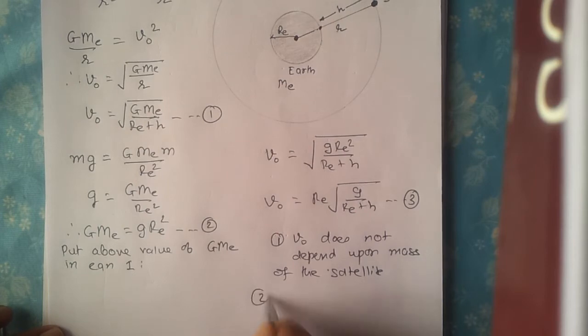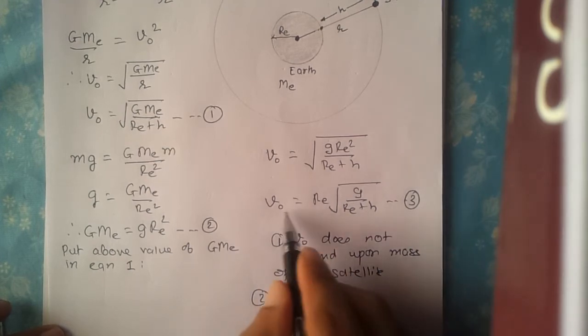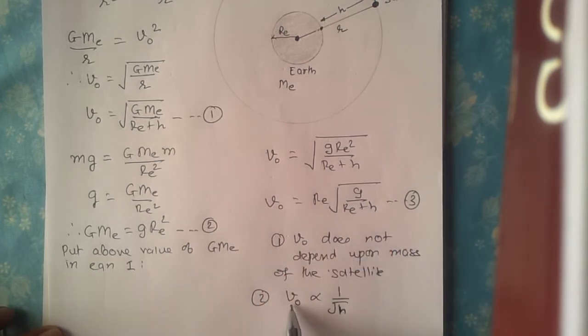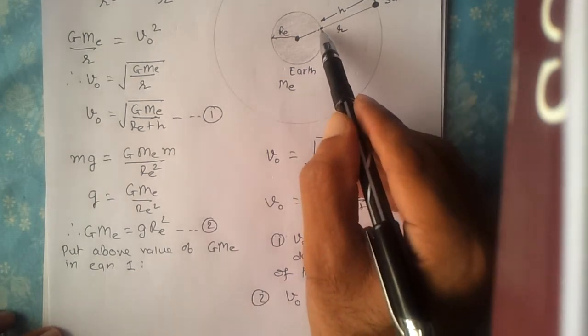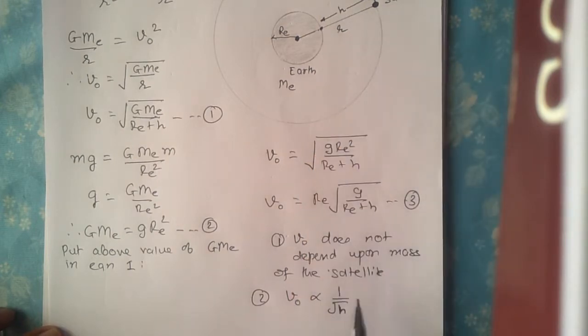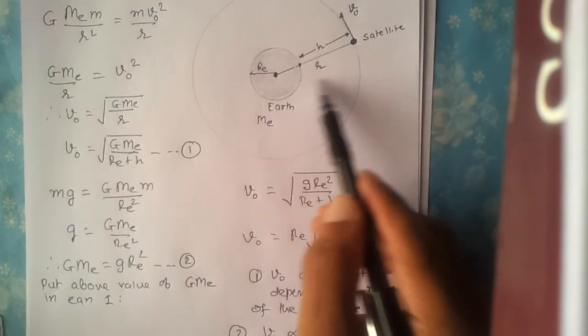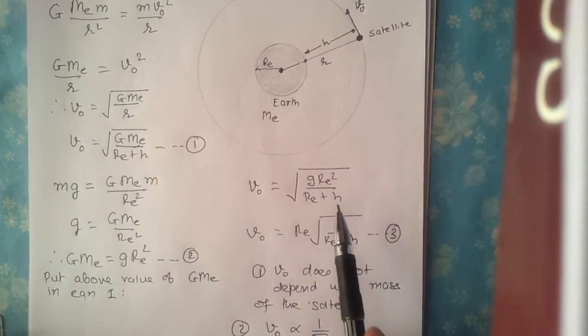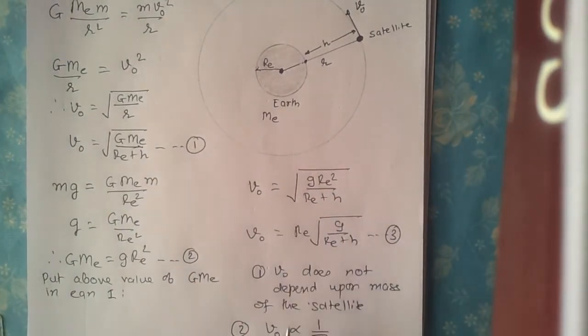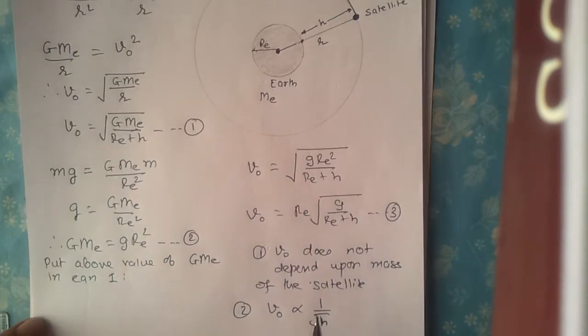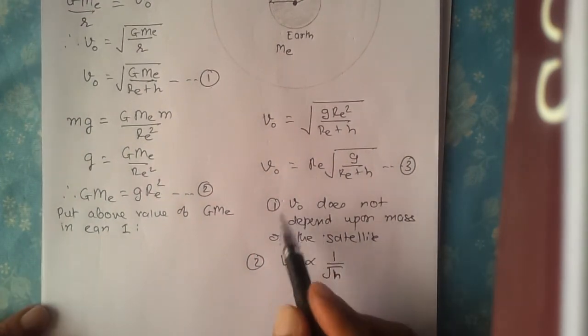Conclusion 2: what we can see is that v0 is inversely proportional to square root of h. So the orbital speed depends upon the distance from the surface of the Earth to the satellite. So v0 is dependent upon h, and this would mean that as the height increases, orbital speed will keep on decreasing. So these are the two conclusions that we draw from this particular equation of orbital speed.